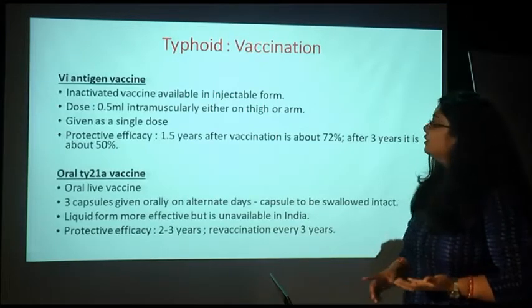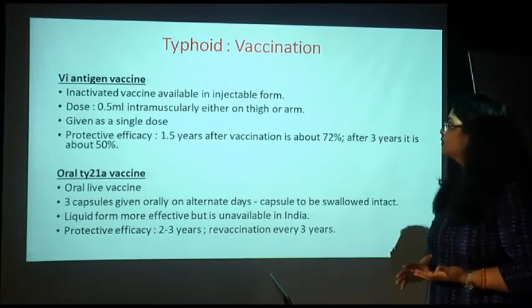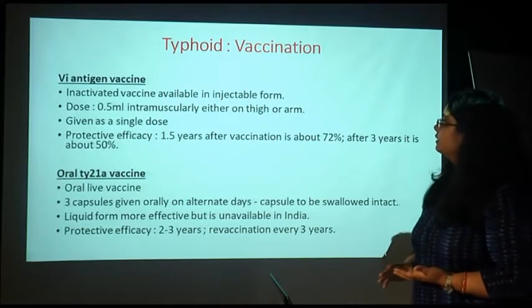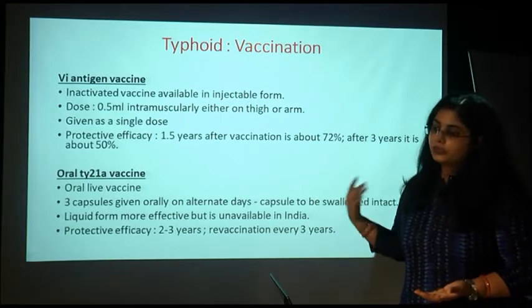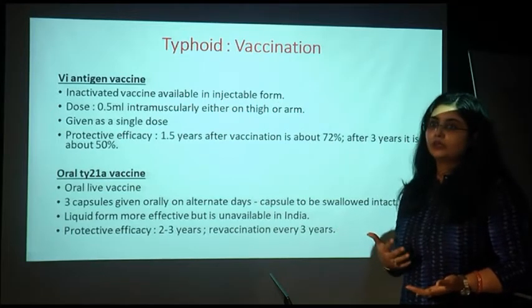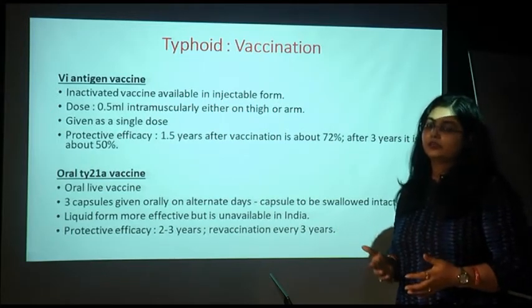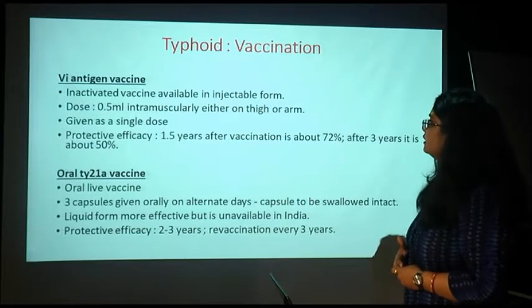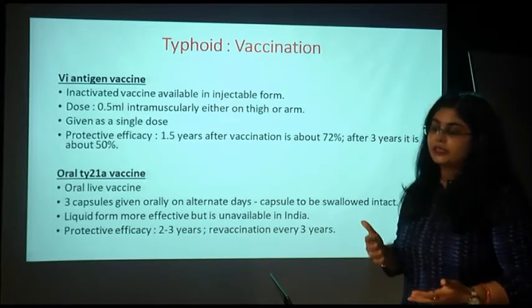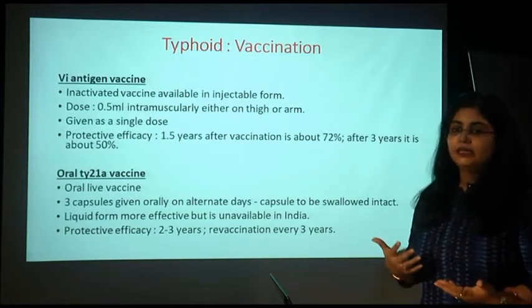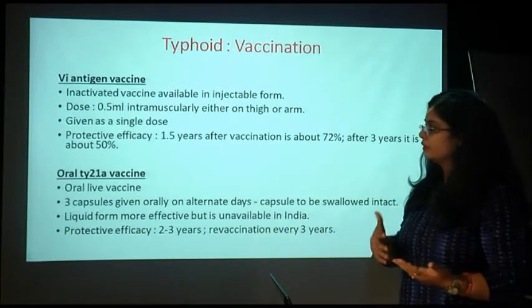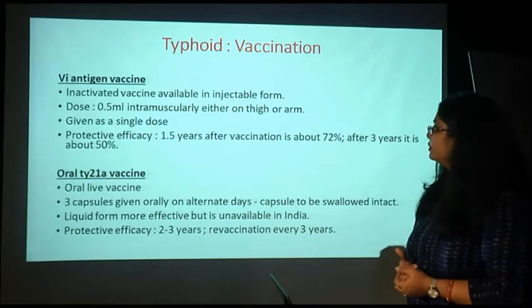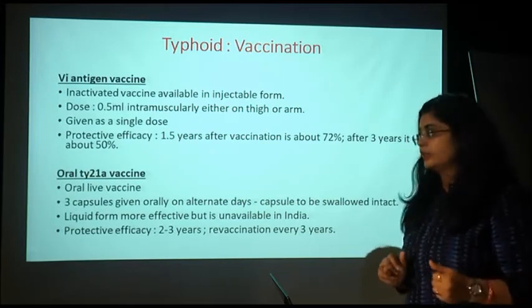Now vaccines for typhoid are available. The first one is the Vi antigen vaccine. This is basically an inactivated vaccine. In subsequent classes we'll talk about the different types of vaccinations which are commonly used. This is an inactivated vaccine, which basically means that the organism has been heat killed, or killing would be a strong word, it has been inactivated by heat such that it cannot revert back to its pathogenic state.